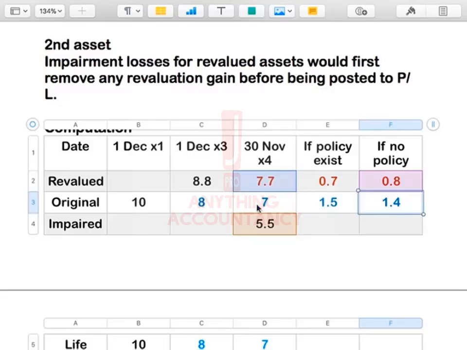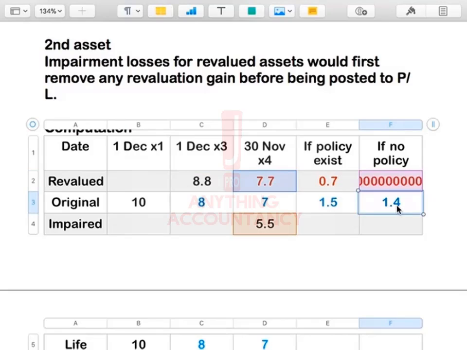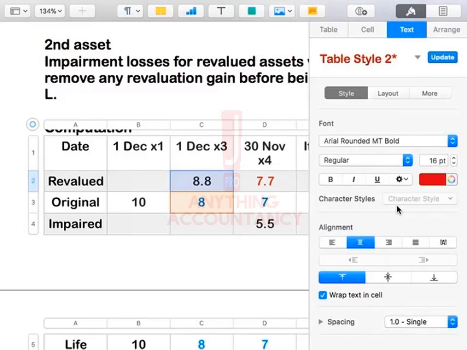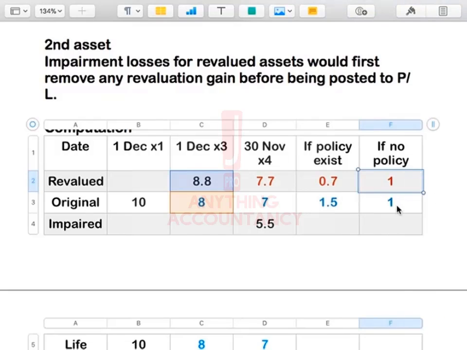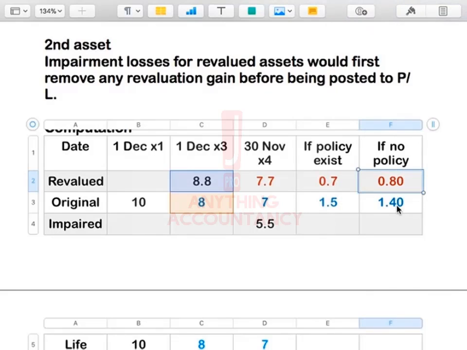If there is no policy of transfer, the first one is 0.8. Got it? Which one is it? Compare these two first. Are we okay now? Second one, compare these three: 7.7 minus 5.5 minus the 0.8. Okay. You need to know the sequence here. This is quite important for you to know because you can lose easy marks.